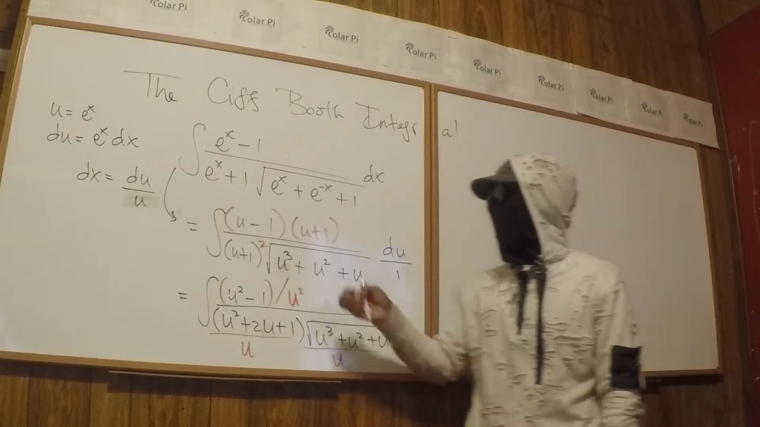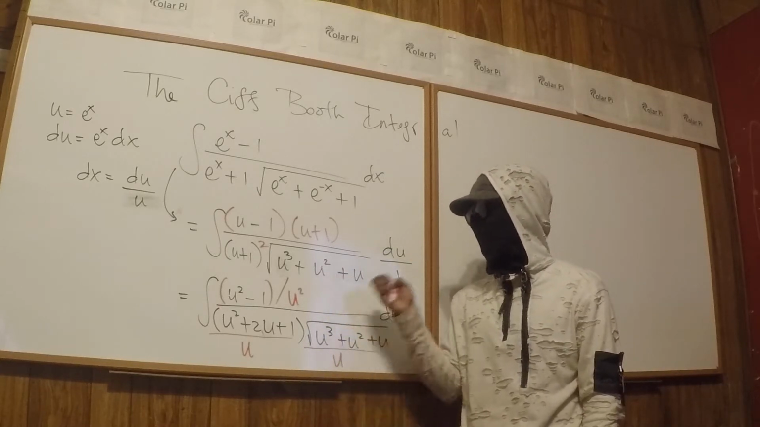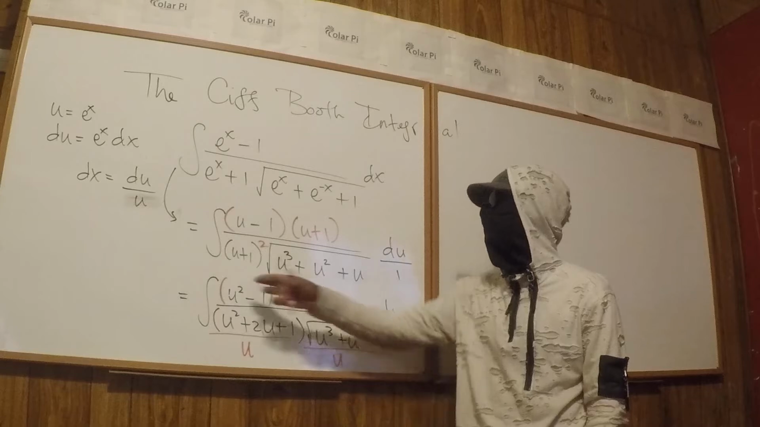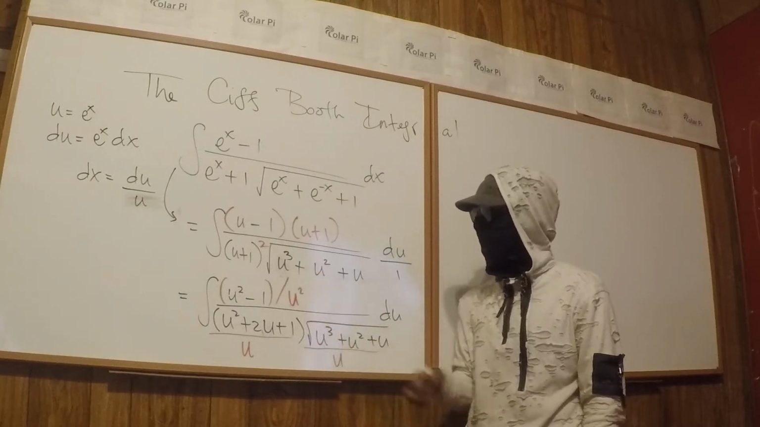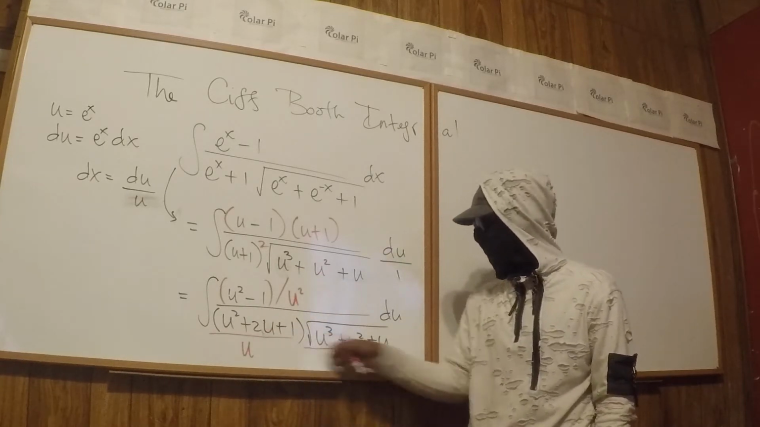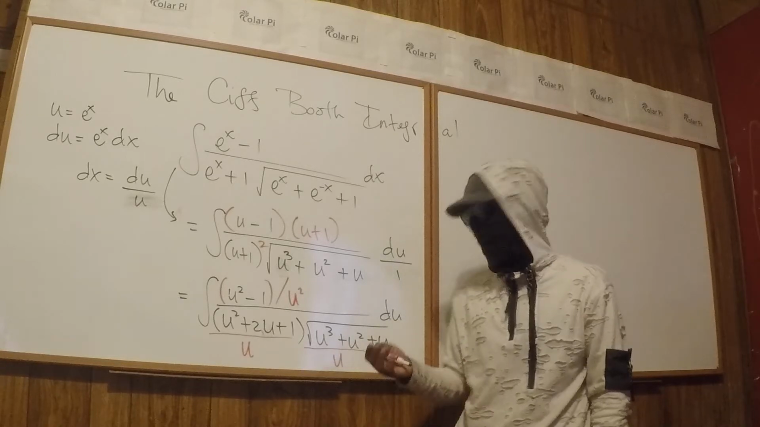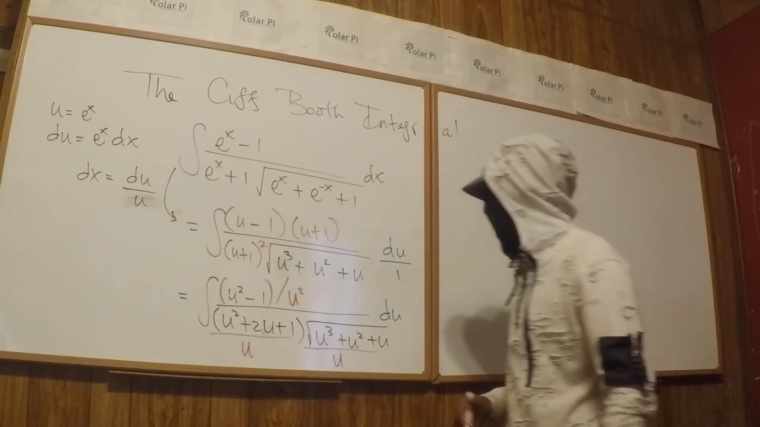So again, I multiplied both numerator and denominator by 1 over u squared, and so that meant that here I have divided by u squared, and here I have a u here and a u here, which together make 1 over u squared, right? Okay.